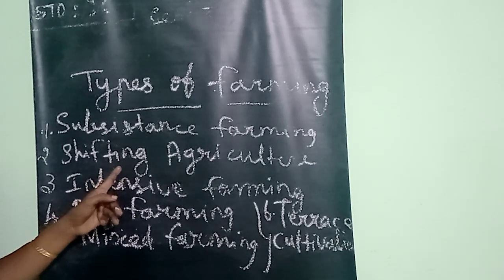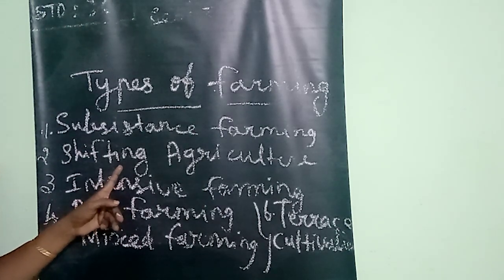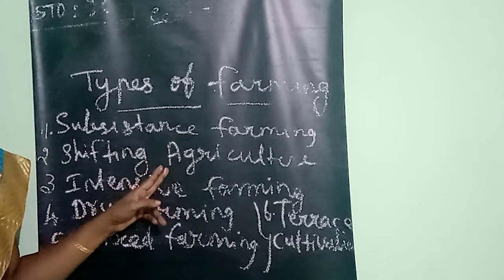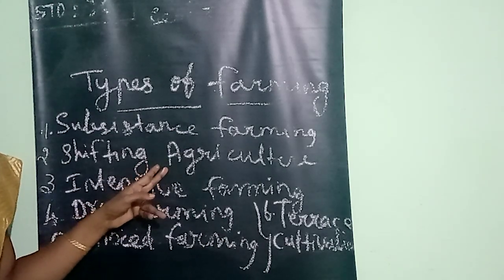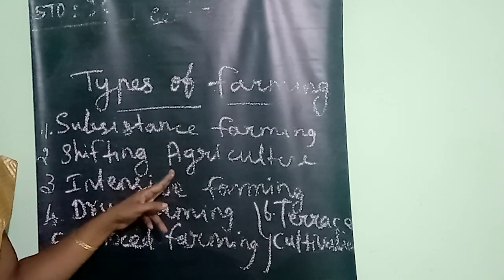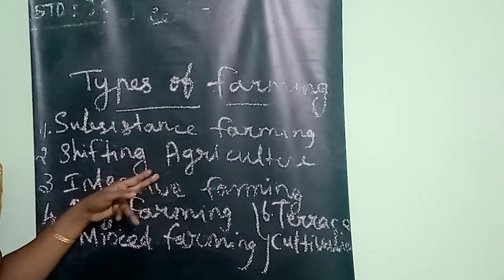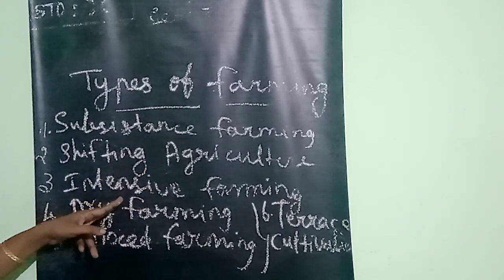Mostly the tribal people select some forest area. They clear that forest area and cultivate crops for 2 or 3 years. Then they shift from there to another area and repeat the same process. Mainly the tribal people cultivate some food grains and vegetables. The states of Assam, Kerala, Andhra, Odisha, and Madhya Pradesh mostly practice shifting agriculture.